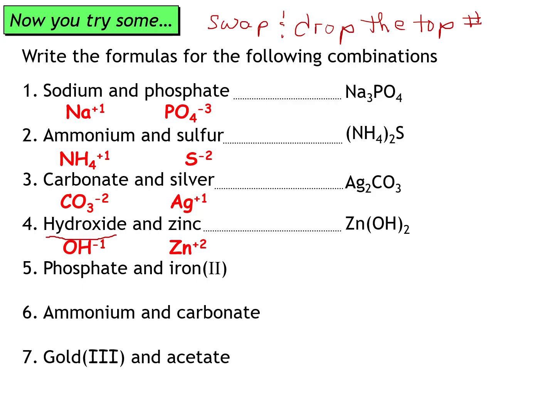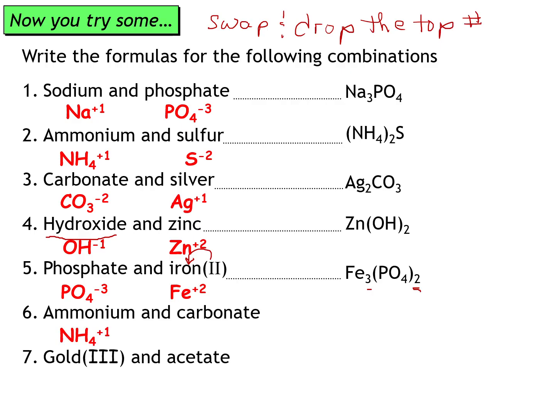So the next one has phosphate, and it has a Roman numeral that tells us what the charge is on the iron. Let's see, can I do an arrow? So that goes with what's in front of it. It doesn't mean that you have 2 irons. So we swap and drop the top numbers, and we end up with Fe3, from the charge on the phosphate, PO4 in parentheses, and then we have 2 phosphates.